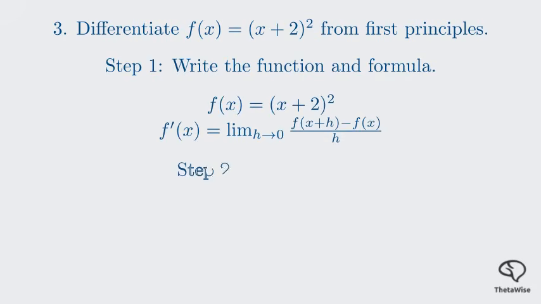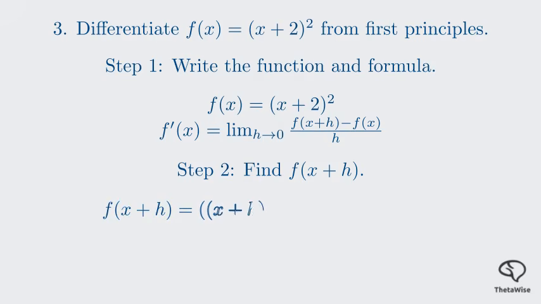Step 2, find f of x plus h. This one requires careful substitution. We replace x with x plus h. So f of x plus h becomes the quantity x plus h plus 2, all squared. We can rearrange this to group the constants, x plus 2 plus h squared.